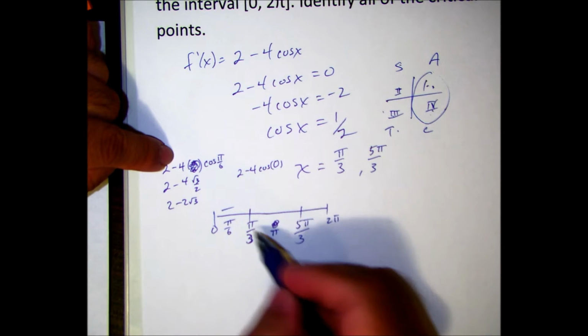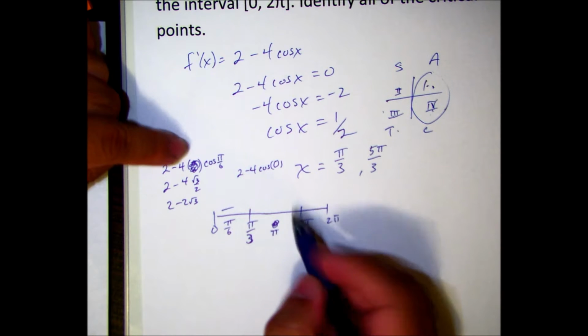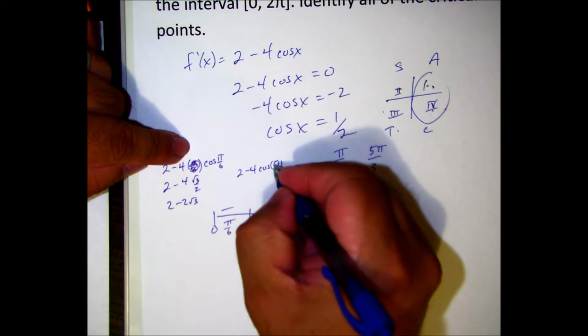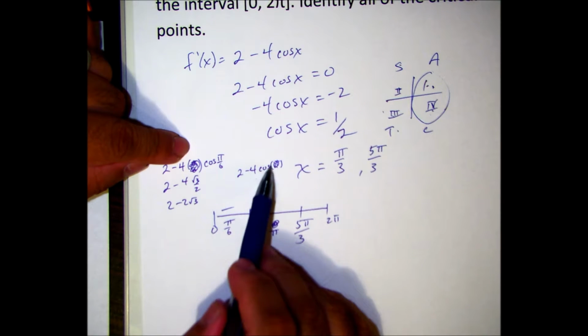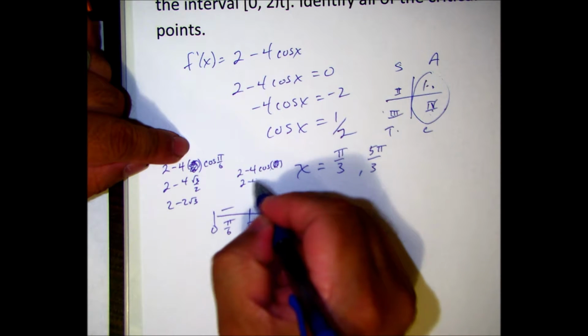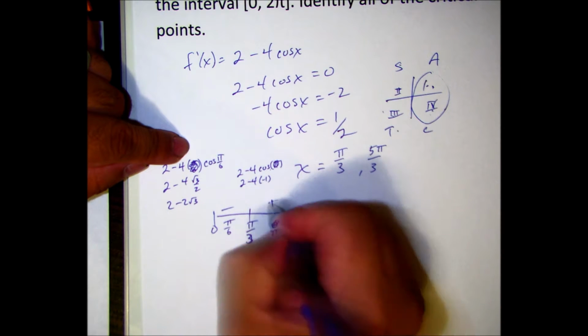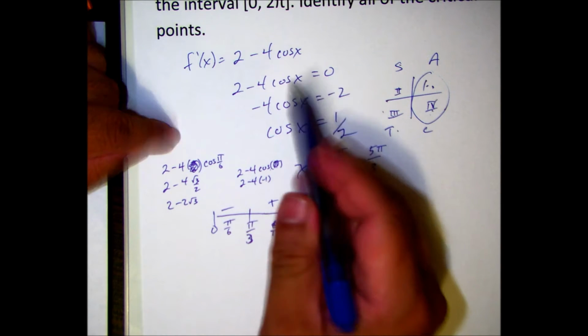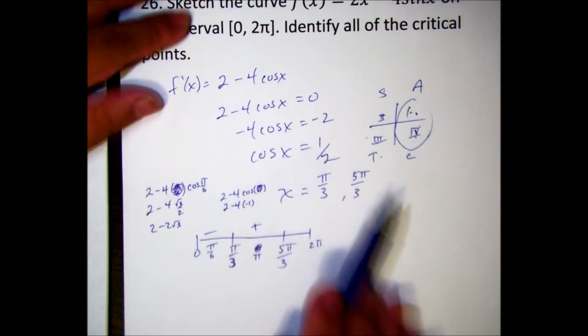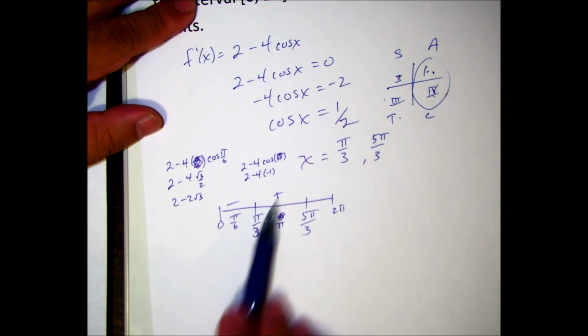Alright, anyway, pi. Pi is between pi over 3 and 5 pi over 3. So it's cosine of pi, and cosine of pi is negative 1, so it's 2 minus 4 times negative 1. So it's 2 plus 4, making it positive 6, so it's positive. And this is sine, right? There's no function of sine. It's very well behaved. It's going to go decreasing, increasing, decreasing.